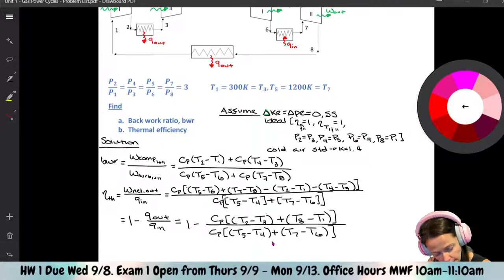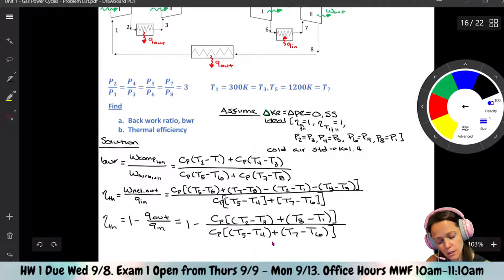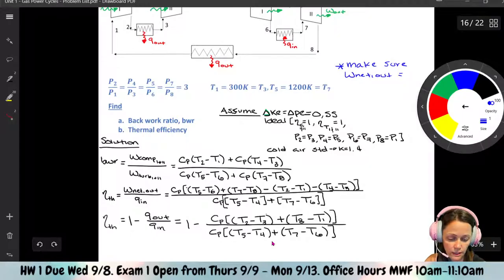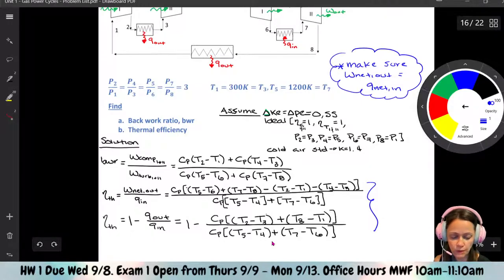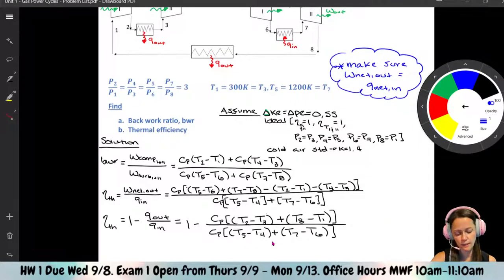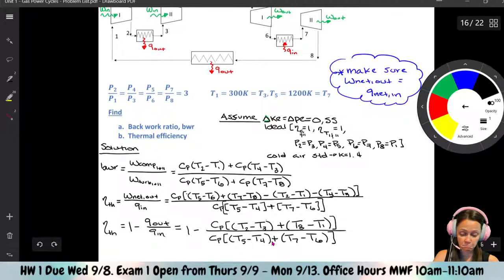So I'm good there, right? Remember, I've mentioned before, it's always a good idea to go ahead and calculate, make sure that your work net out is equal to your Q net in. And that's actually what you're doing here as well, calculating that thermal efficiency both ways. But yeah, make sure that's true. If it's not, then you probably have something screwy going on somewhere and you need to figure out what it is.